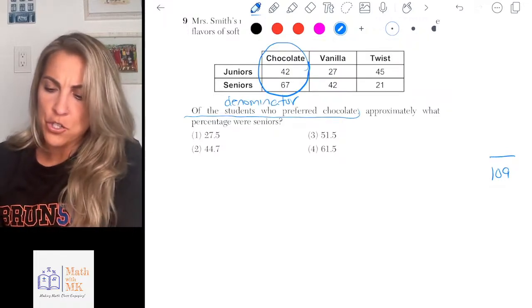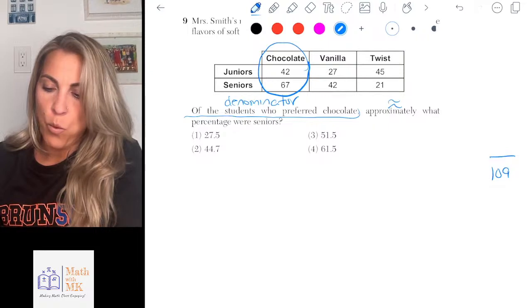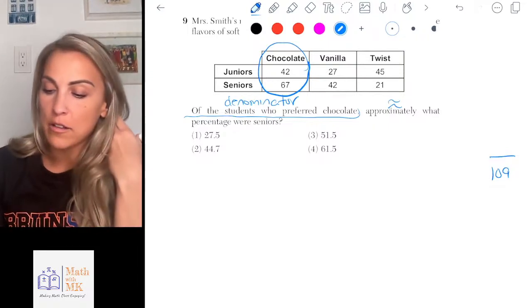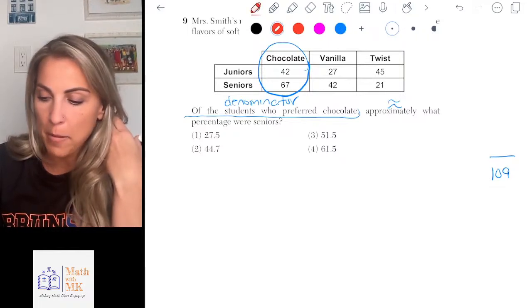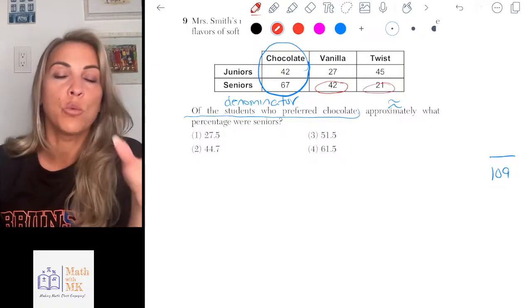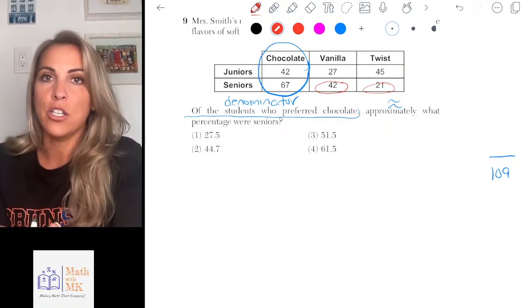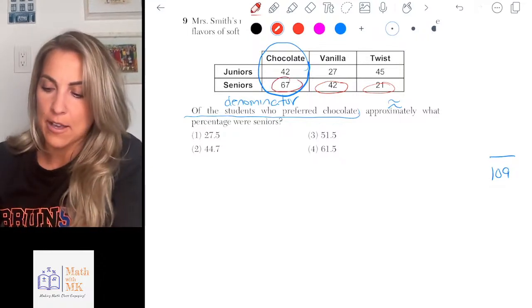And now let's see what they want to know. They want to know out of those 109, approximately, so we're going to be able to round here, approximately what percent were seniors. So out of the kids who prefer chocolate, we're not looking anywhere else in the senior column. So we don't care about the seniors who chose vanilla. We don't care about the seniors who chose twist. We don't care how many total seniors there are. We just want to know how many seniors chose chocolate as their preference. So that number is 67.